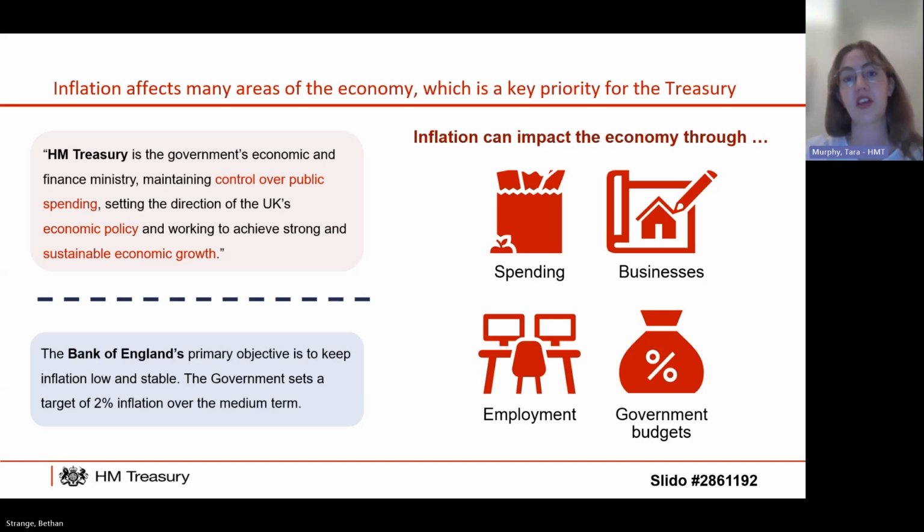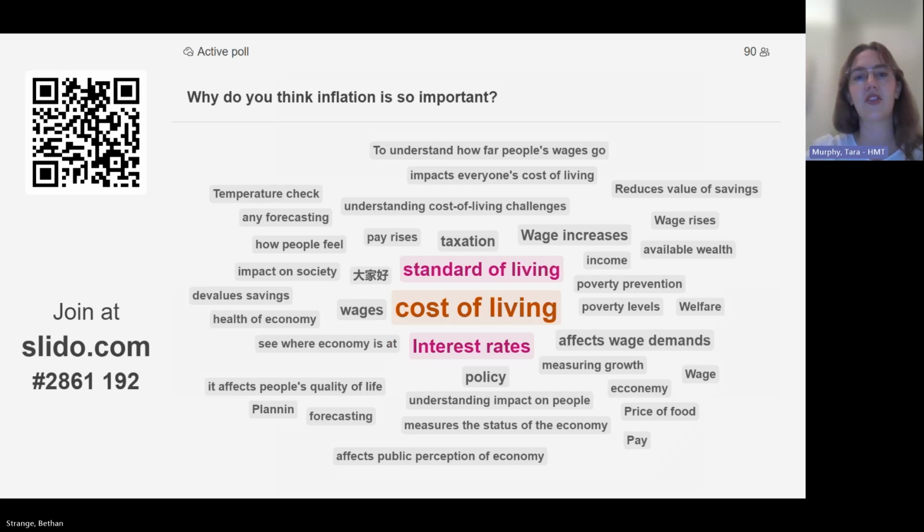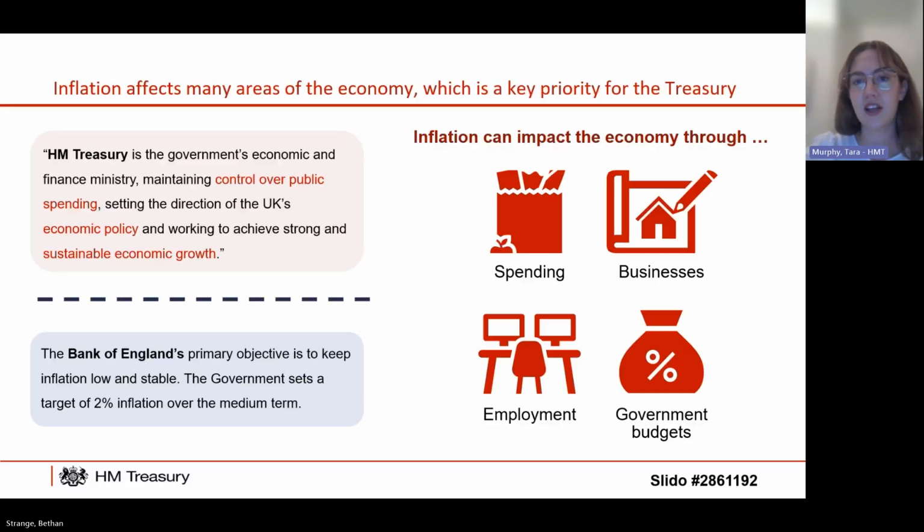Inflation is also important for the government's budget. Like for households, unpredictable inflation makes it hard for the government to plan. High inflation can mean that departmental budgets don't stretch as far, which may mean that they need more money to provide the same level of service, or they must make savings. And this puts pressure on public spending, which the Treasury controls.